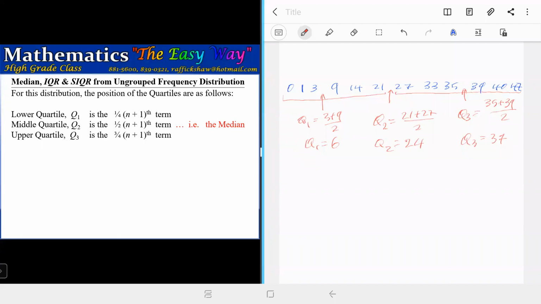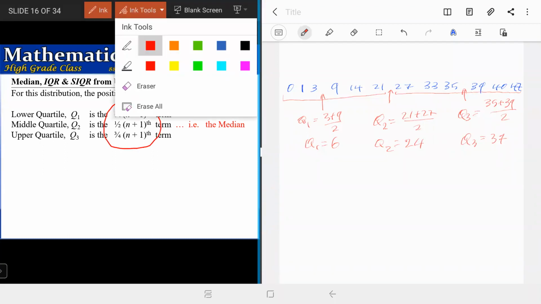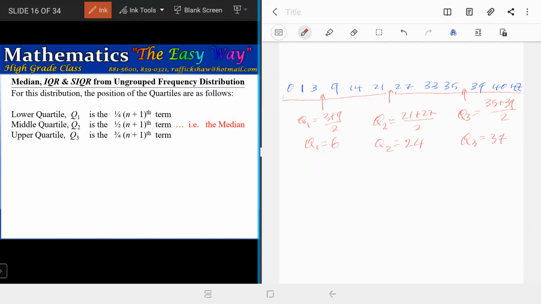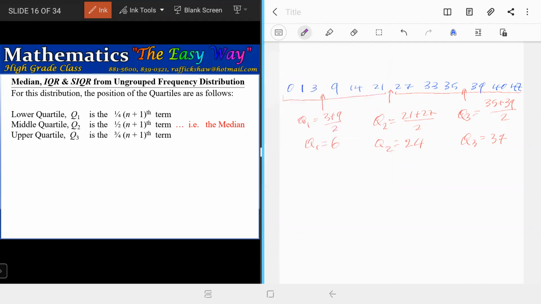I'm going to use a formula now and show that we get the same value, to prove that the formula is correct. Watch this now. The formula is not finding the value of the quartile. It's finding the position of the quartile. The position of Q1 is equal to 1/4 of the n plus 1th term.